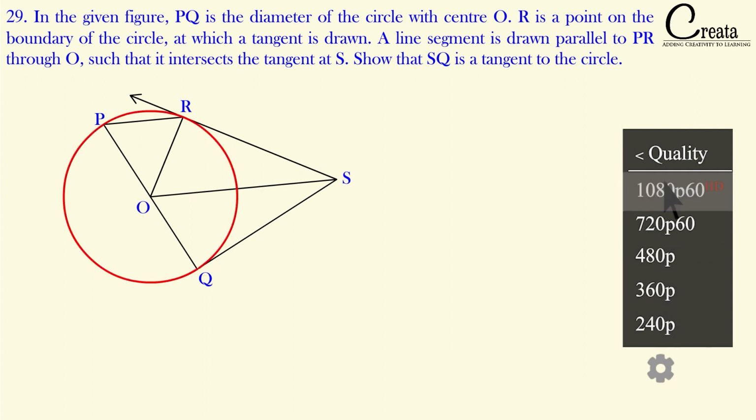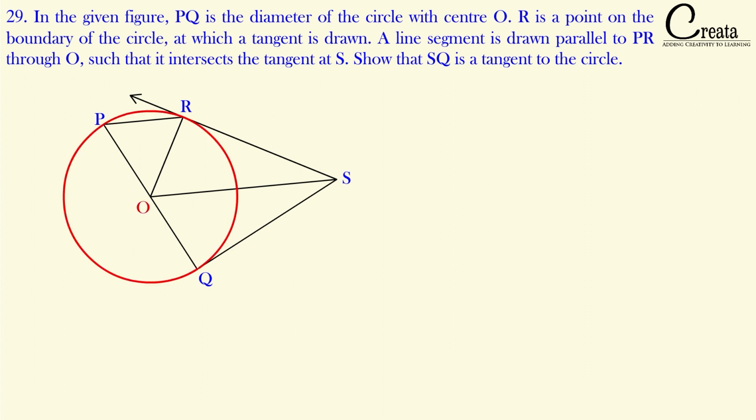In this question, a circle is given with the center as O. PQ is given as the diameter of the circle. From the point R, a tangent is given. This is a tangent. Further, it is given PR and OS are parallel to each other. And we have to show that SQ is a tangent to the circle. This is SQ and we have to show this line segment is a tangent to the circle.